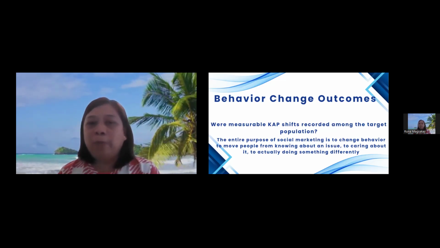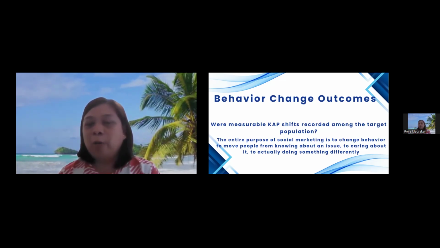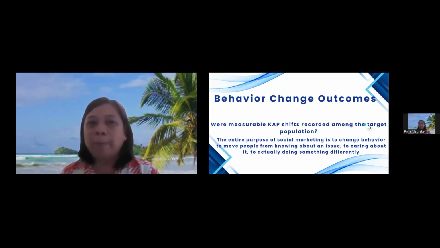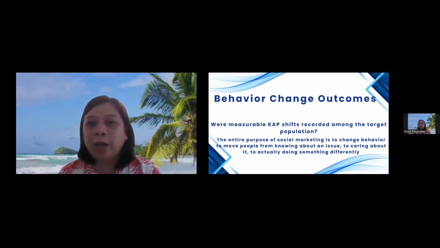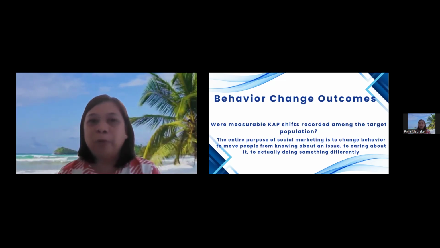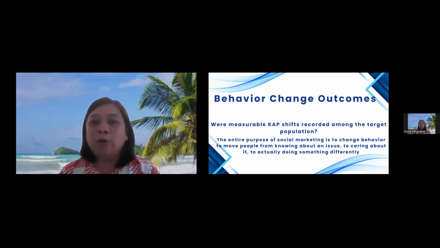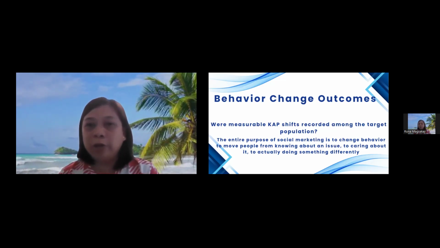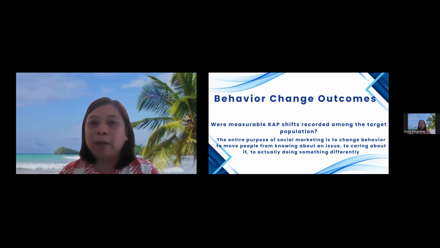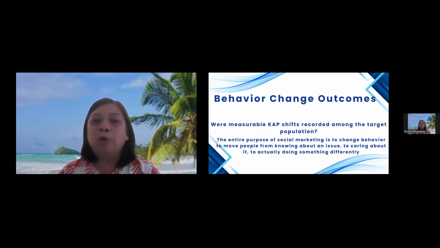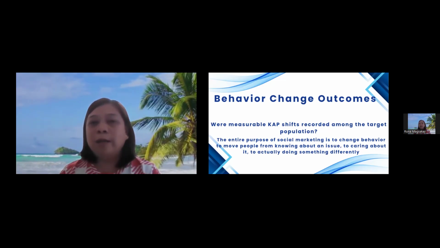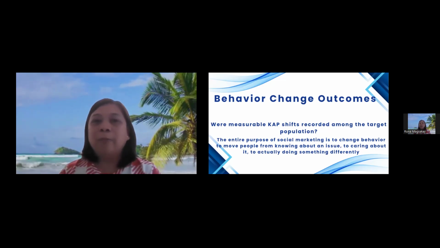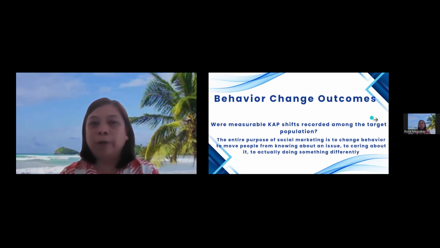The objective of every program is to improve the behavior of your stakeholders, of your audience. Or the objective of every program or campaign is to change or to have a good outcome for your audience. That's why this component is also very important, where measurable shifts are recorded among the target population. The entire purpose of social marketing is to change behavior, to move people from knowing about an issue to caring about it and actually doing something differently. That's why the behavior change outcome component is also important.